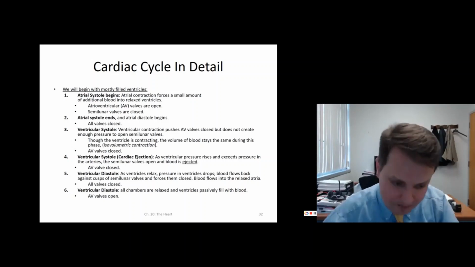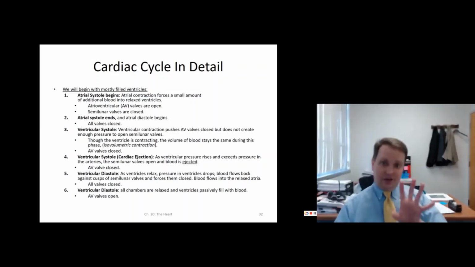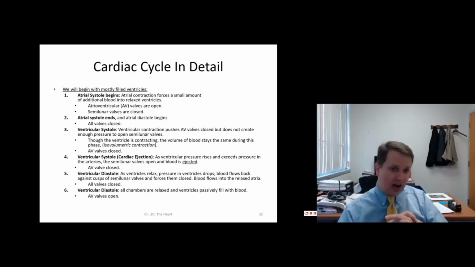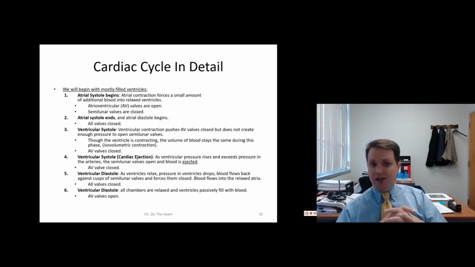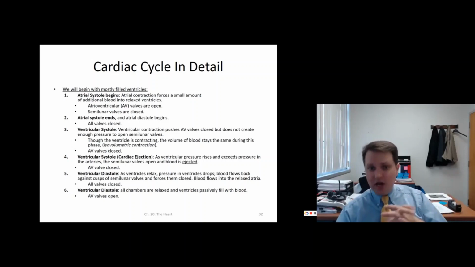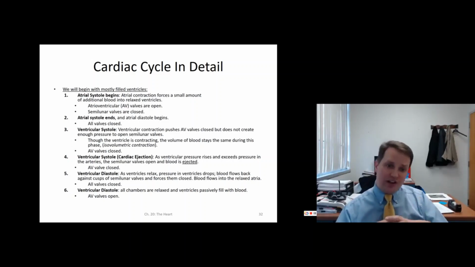Okay? And I will ask you a question about the cardiac cycle, something like, during which phase does a cardiac ejection happen? Or, near which of these would all the valves be open? They're not. There's never a time when all valves are open. There is a time when all valves are closed. Ventricular systole is when a cardiac ejection happens.